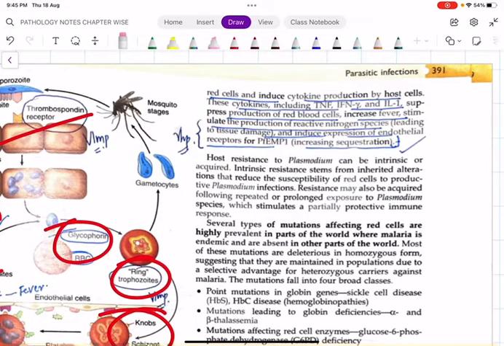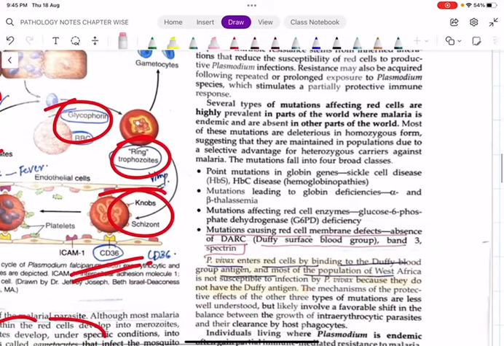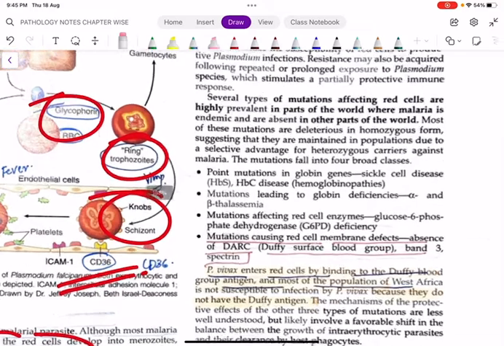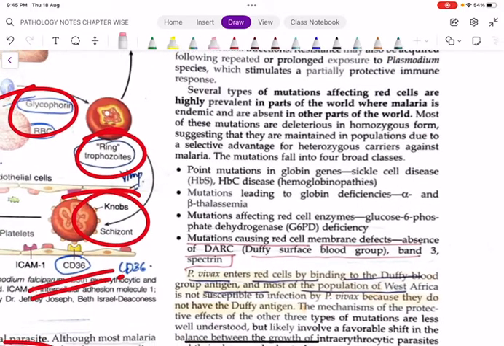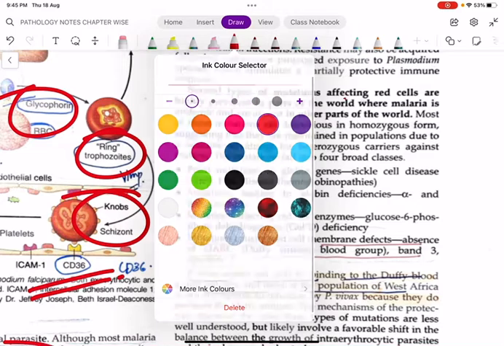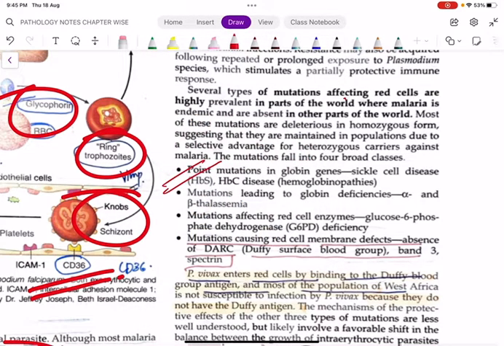Several types of mutations are known to be protective for malaria. What are they? They will ask this. Number one, point mutation, sickle cell hemoglobin, HbC hemoglobin. Number 2, alpha and beta thalassemia. Number 3, G6PD deficiency. Number 4, Duffy group.